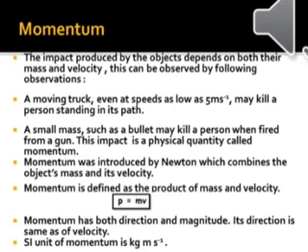Mathematically, it can be written as P is equal to mv. Momentum has both direction and magnitude. Its direction is the same as that of velocity. Its SI unit is kilogram meter per second.